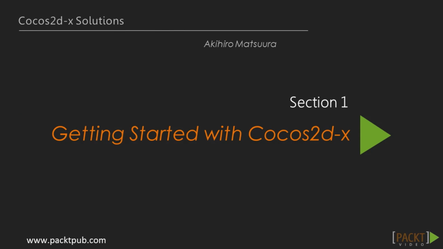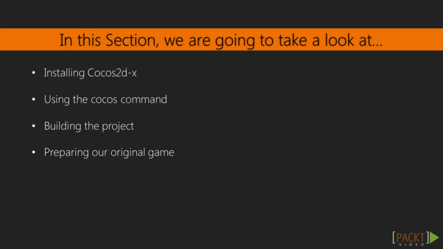Welcome to the first section of this course, where we are going to install Cocos2d-x and set up the development environment. To give ourselves a head start, we'll first be setting up our Android environment. Then we'll take a look at installing Cocos2d-x and using the Cocos command. Next, we will build our project using Xcode as well as Eclipse. Finally, we'll be implementing multi-resolution support and preparing our original game.